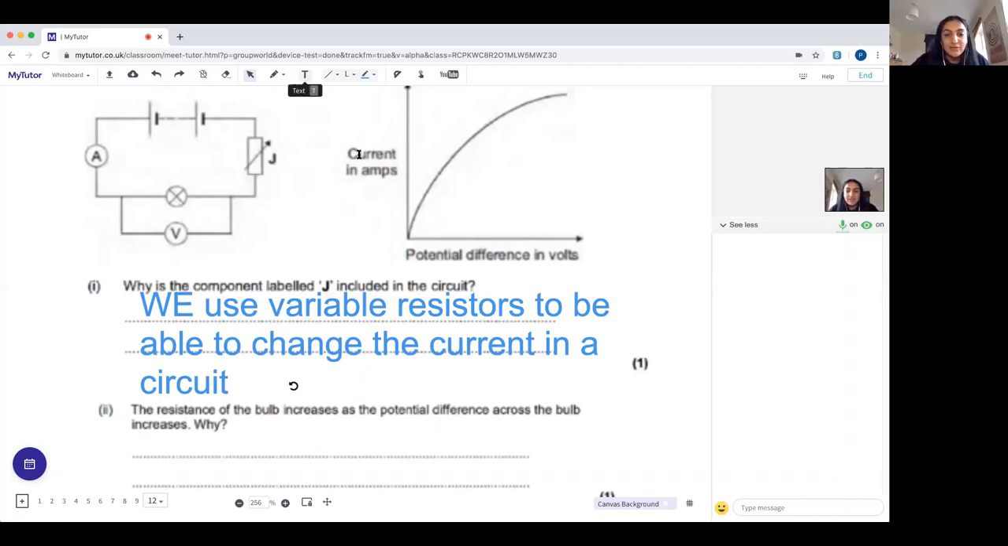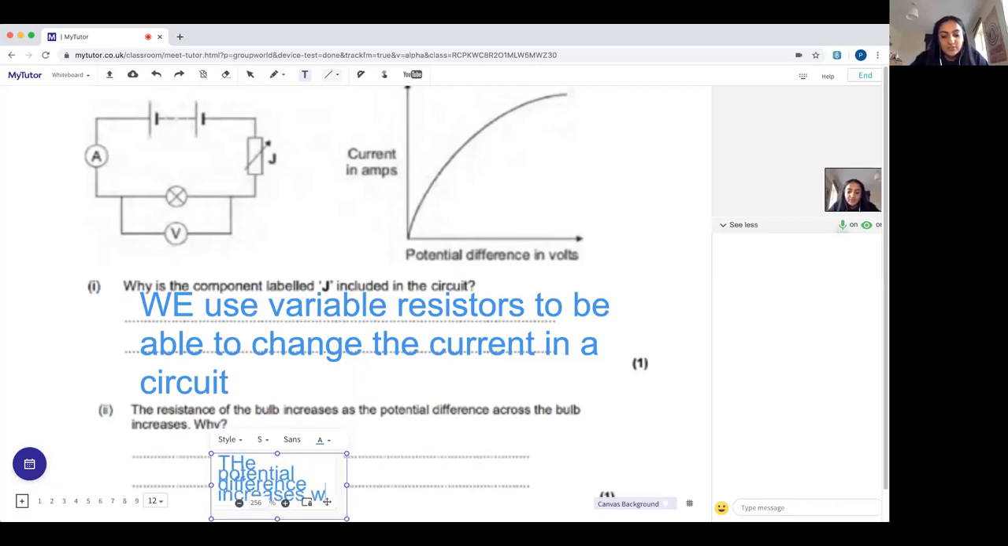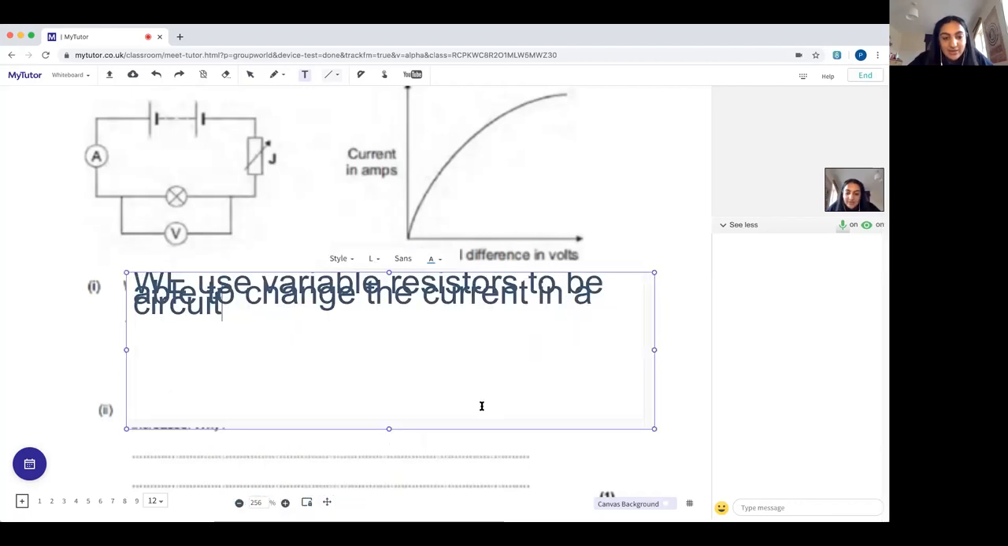Now, I'll write that down for those who want to go back through the lesson when you get a chance. So the potential difference increases, which causes a rise in temperature. This causes the resistance to increase. So it's a chain of things that happen to allow the resistance to increase.